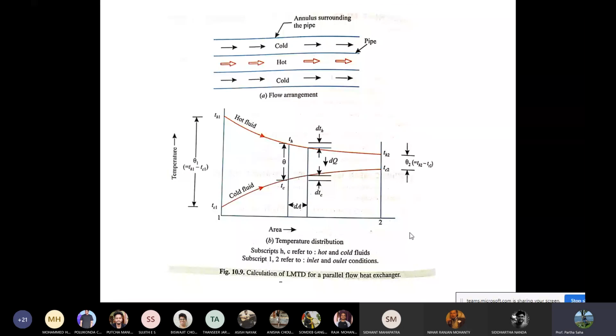Just draw the picture and derive it. Same concept. You can do it as your homework, because the conditions and everything will be the same. Now let's look into some fundamental difference here.